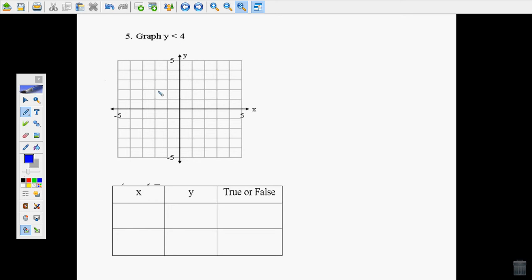Okay, y equals 4. Remember, it has no x in it, so it can't cross the x-axis. So y equals 4, you're going to go to 4 on the y-axis, and then you're going to draw a horizontal line.